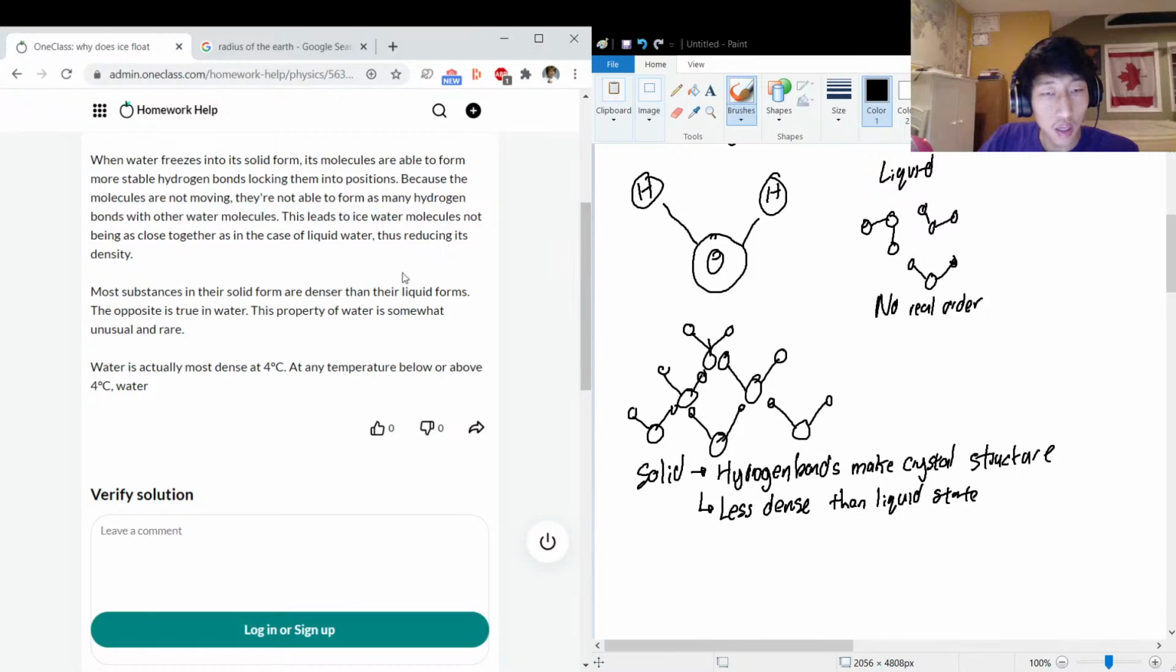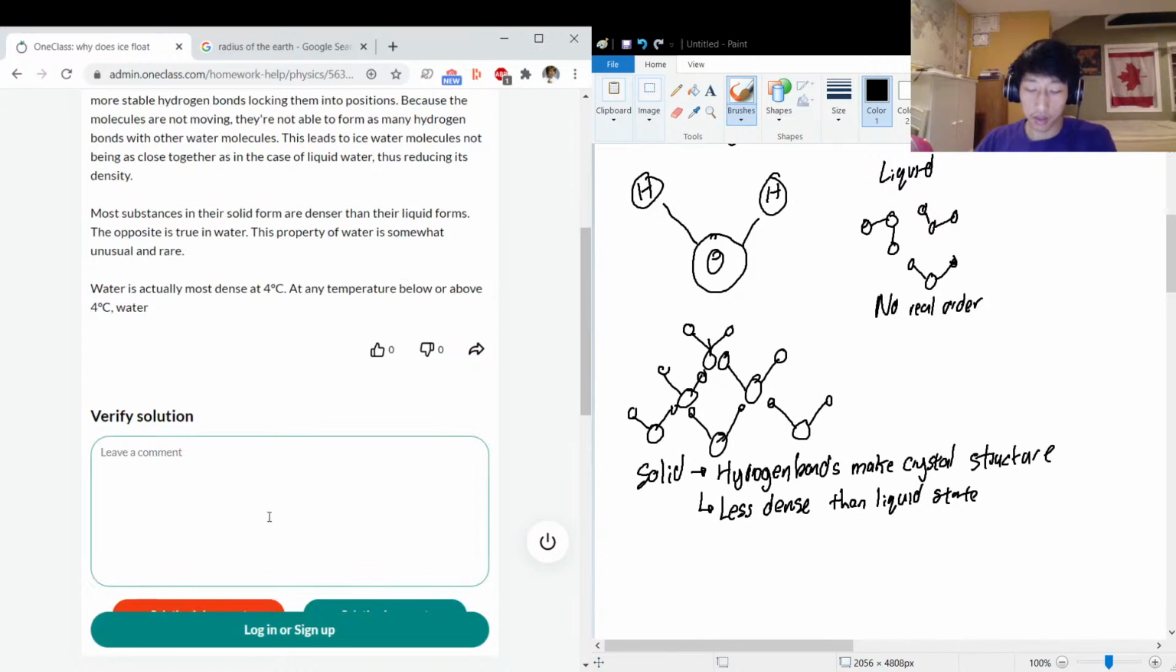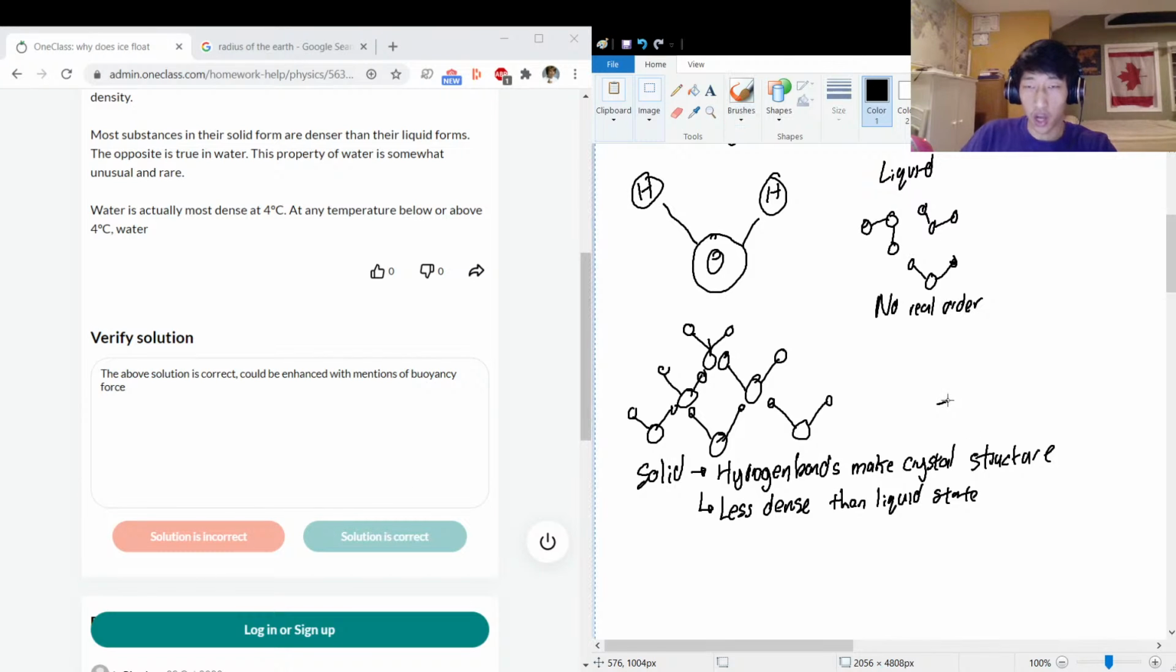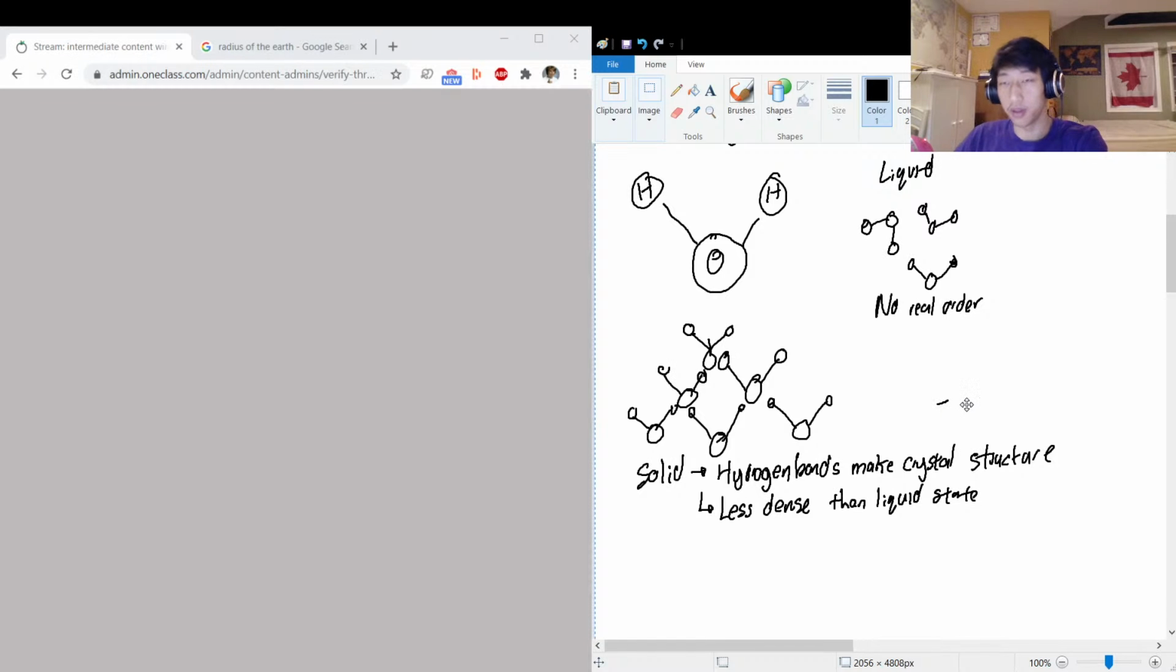Yeah. Okay. So this solution is good. Enhanced with dimensions of buoyancy force. Cool. Yeah, water. Water is my favorite liquid.